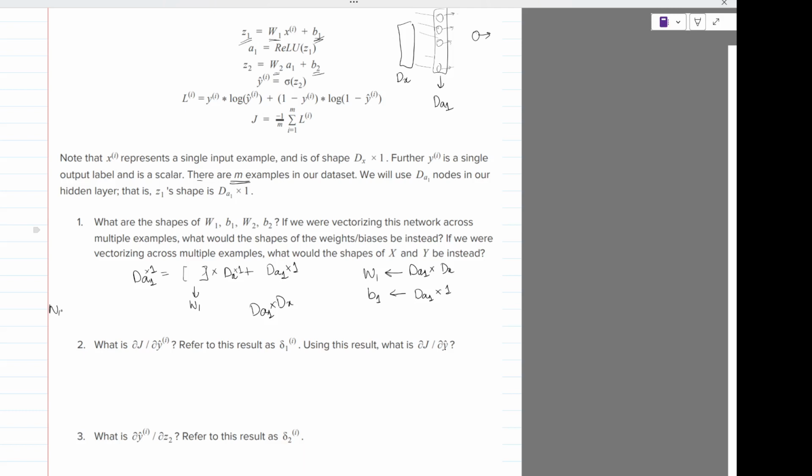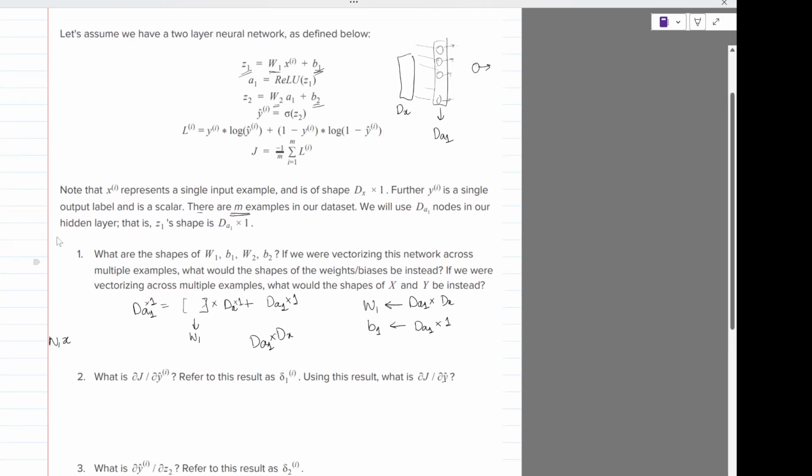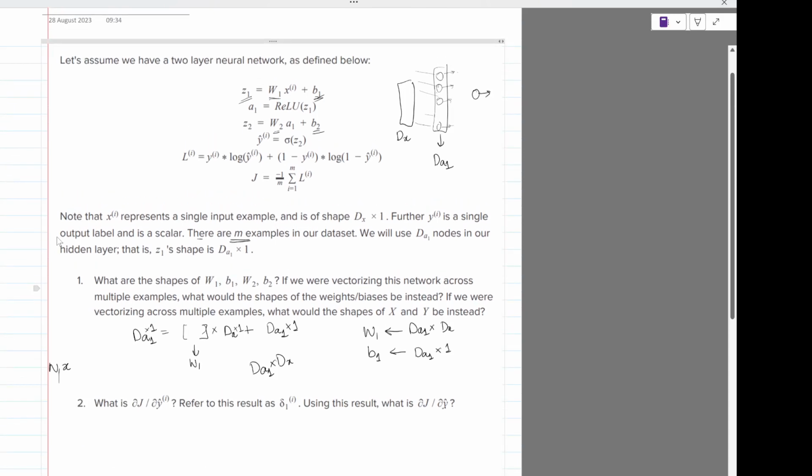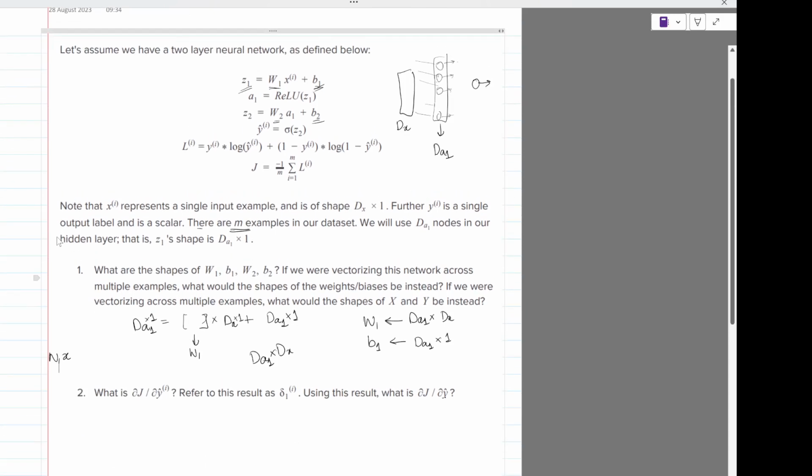Yes, Pranav, it's the same matrix multiplication rule. M cross n multiplied by n cross p gives m cross p. When you multiply an m cross n matrix by an n cross p matrix, the resultant will be m cross p. Correct.